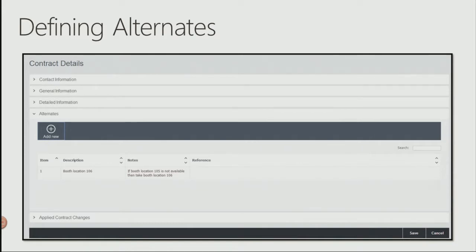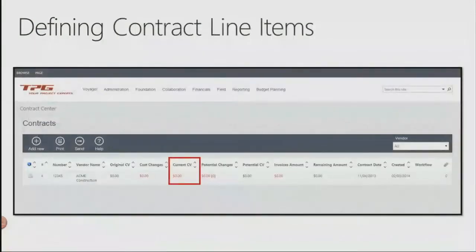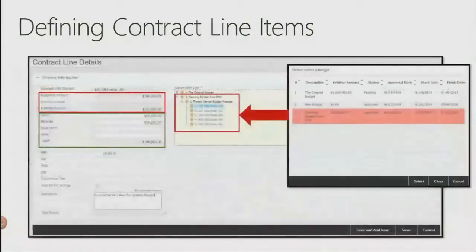So that's setting up the basic details for a contract. You can see there's a lot of detail, things that aren't in your SAP or your spreadsheet, and all this data you could pretty much slice and dice and report against. Next, we're going to create contract line items. Now we're going to go into the current contract value. You can see here we're just going to click on this value, and now we're going to create line items that would create the total amount of the contract.